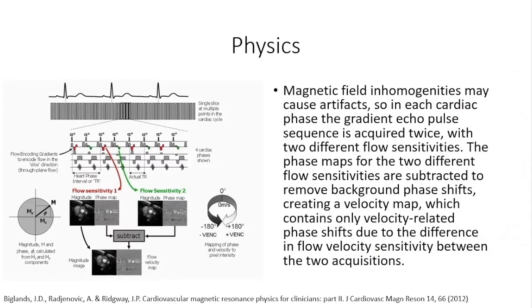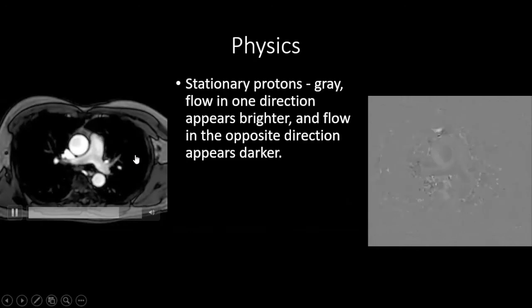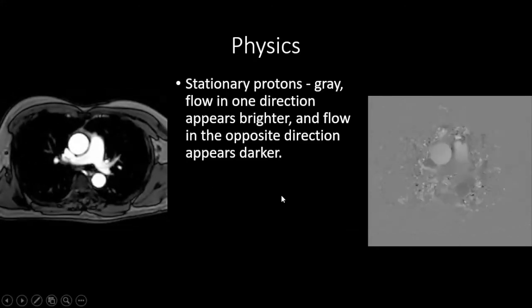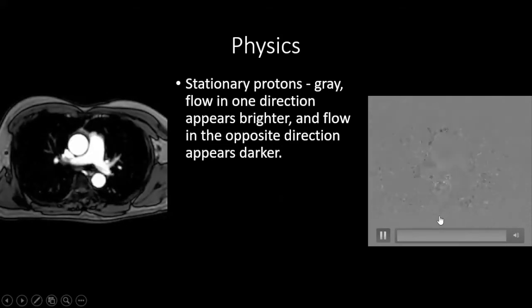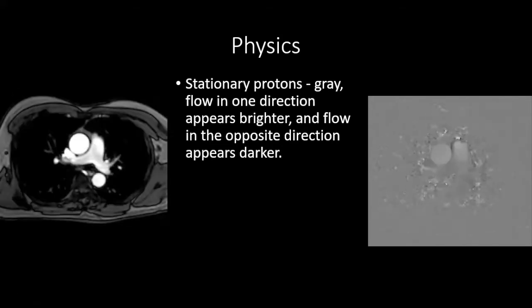Magnetic field inhomogeneities may cause artifacts. So the sequence has two runs, one with a zero phase shift and another with a positive phase shift, which it then subtracts to cancel out these effects. To the left is a magnitude image of the phase contrast imaging, and this is the phase difference image. The stationary protons appear gray, flow in one direction appears brighter, and flow in the other direction appears darker.